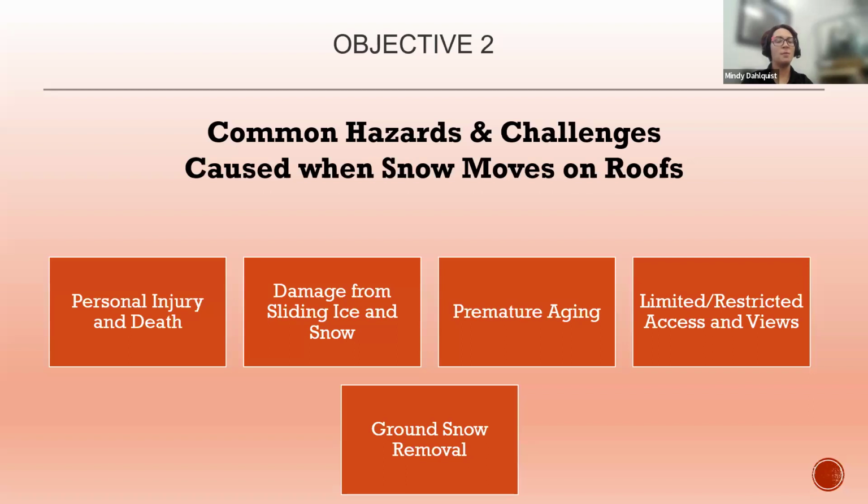So what are some of the common hazards and challenges that are caused when snow does move on the roof? The most serious one is going to be personal injury and death. And then from there, you'll have damage from sliding snow and ice, premature aging to the roofing material, limited and restricted access and views, and then also ground snow removal. So oftentimes once that snow slides off, it does need to be removed for the property to be functional. And so we'll jump into each of these categories.